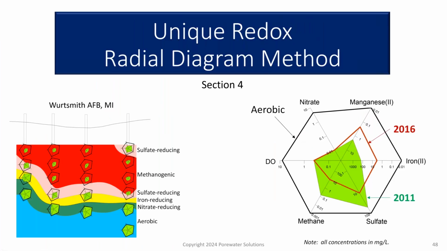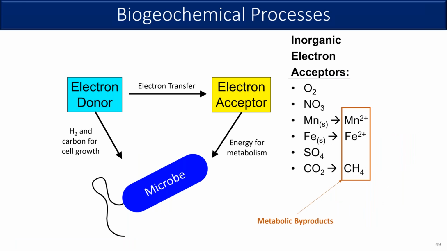Okay, and then finally, I'm going to finish up. I've got a few minutes here. I'm going to talk about redox zones and how we can actually delineate changes in redox zones spatially and temporally, and why we actually want to do that. So this is literally going back a couple decades, but I'm sure a lot of you are familiar with this.